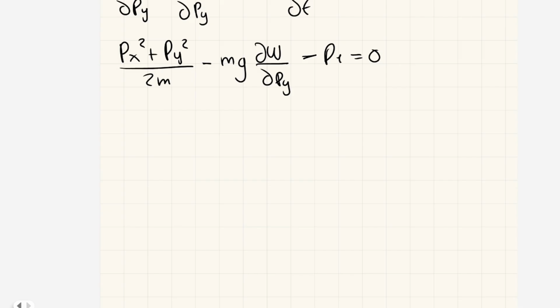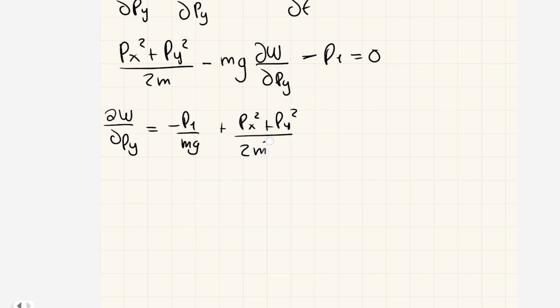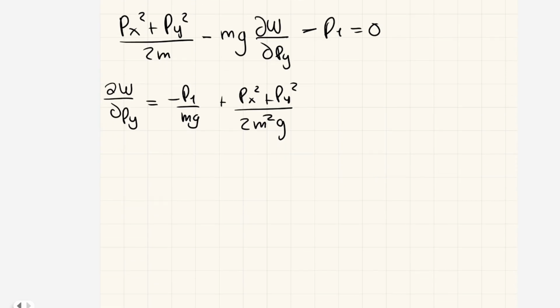So from here we can easily see that the partial of w with respect to py is going to be equal to minus p1 divided by mg plus px squared plus py squared divided by 2m squared g. Okay, and we can easily calculate w in terms of py and px by taking this differential to the right hand side and then taking the integral.